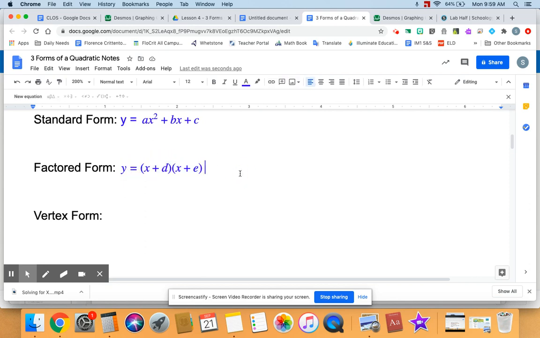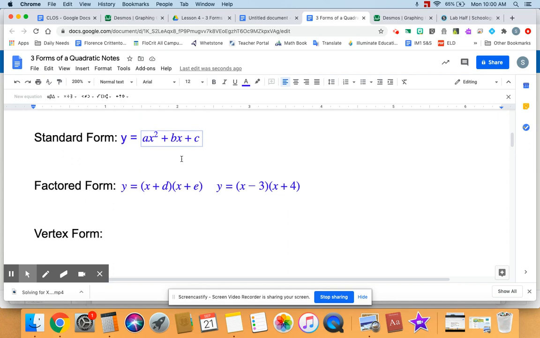An example of this could look like this, for example. In this case, the d would be a -3 and the e would be a +4. X always stays there because x is our input. And until I'm telling you to put something in there, it's going to just stay as an x. Same thing as the y. But what changes in these forms are the d and the e. Just like here, what changes is the a, b, and c. But x's and y's always stay x and y's in equations until they tell you to plug something in.